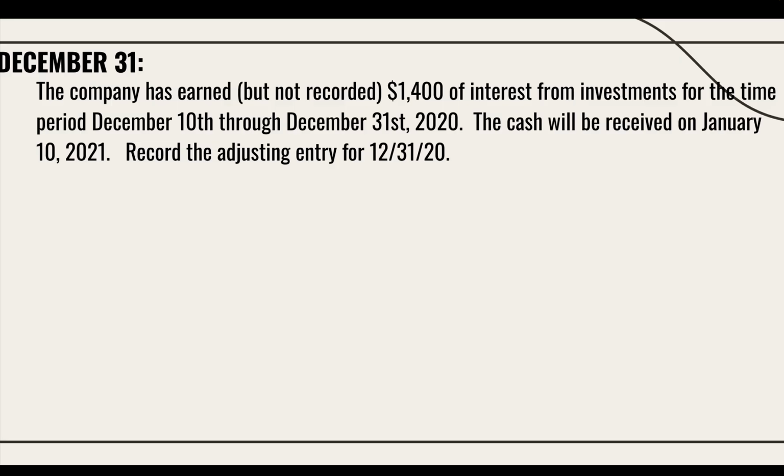So the company has earned but not recorded $1,400 of interest from investments for the time period December 10th through December 31st. The cash is going to be received next year. Record the adjusting entry for 12/31/20. Pause.